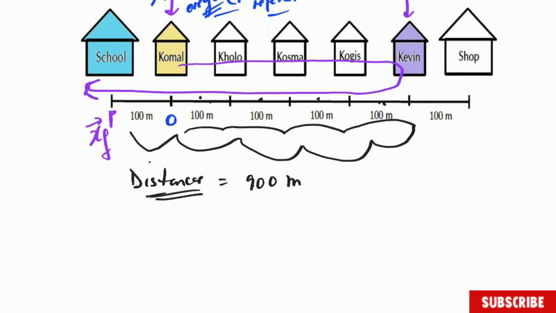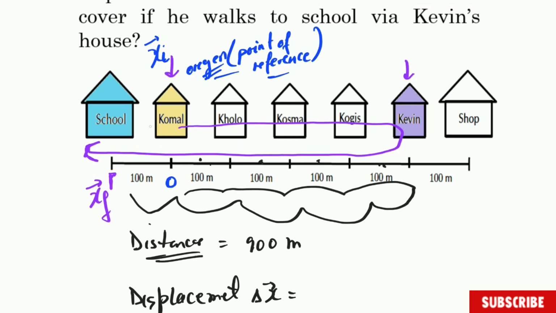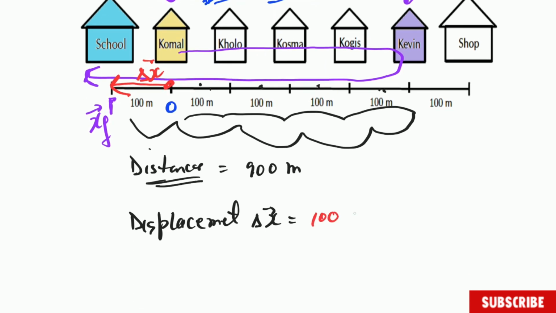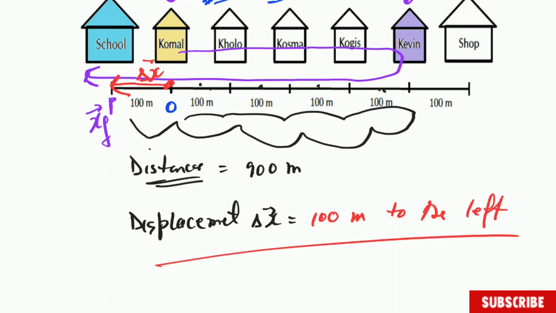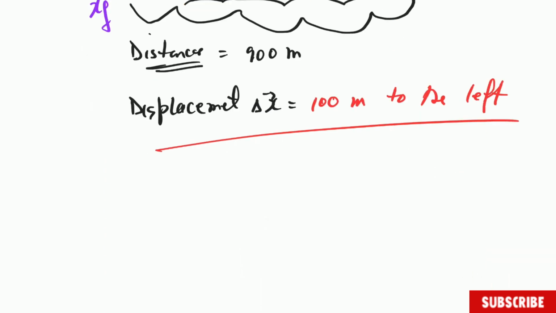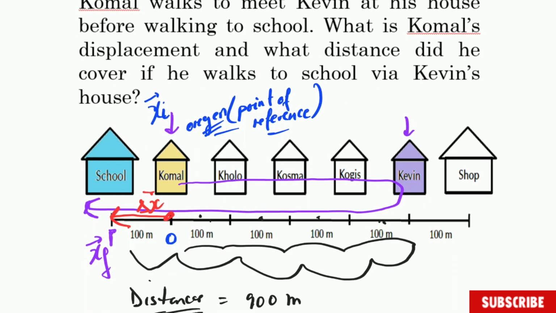But if you go to the displacement, which is delta x, it is going from the initial position to the final position. So here we get that it's only that one, and this one is the displacement. So it's only going to be 100 meters to the left. This is the difference between distance and displacement. I hope you understand. It's quite simple and it's very, very important for upcoming grades.